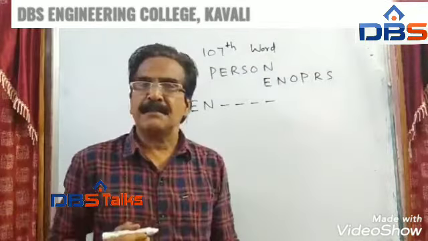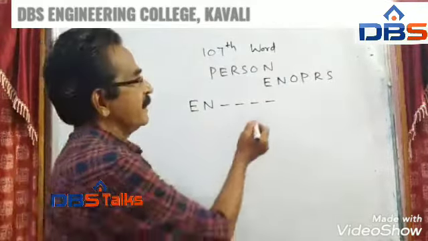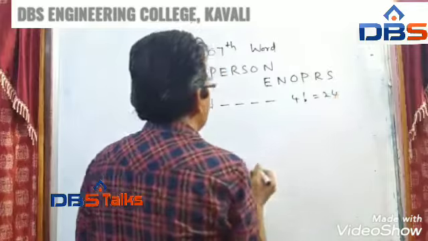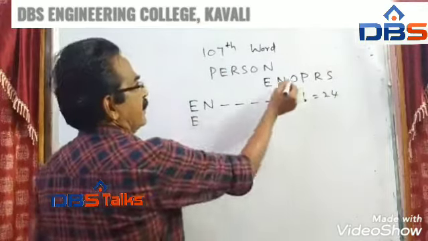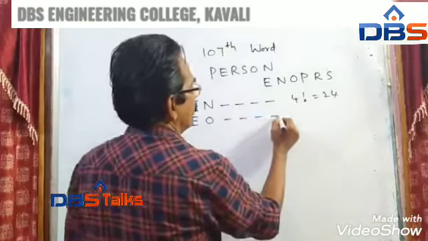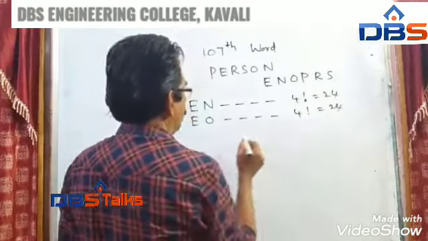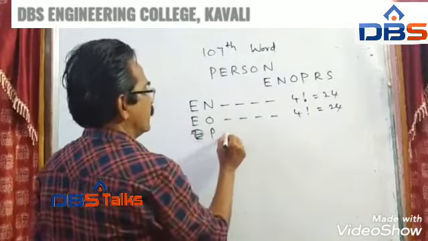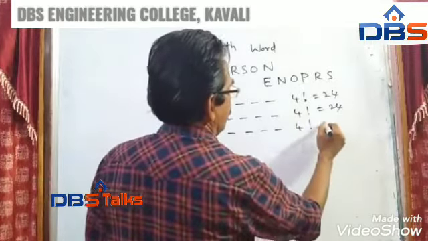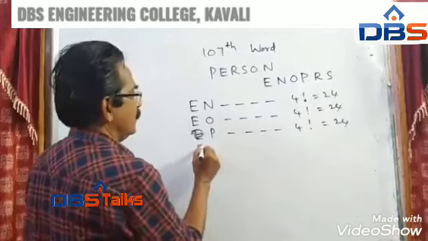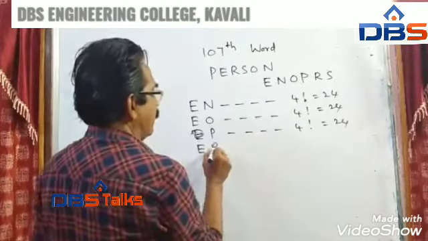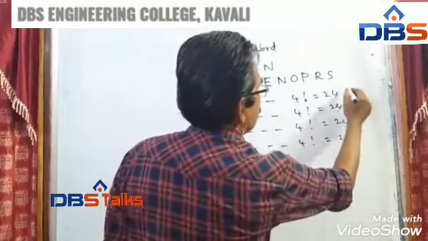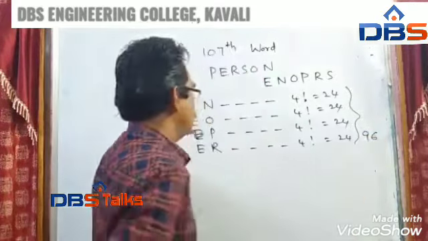How many words will be there beginning with EN? There will be 4 letters, 4 factorial, that is equal to 24. In the same way, EO, again 4 factorial, that is 24. EP, again 4 factorial, 24 ways. Next, ER, again 4 factorial, 24 ways. Now the total comes to 96.